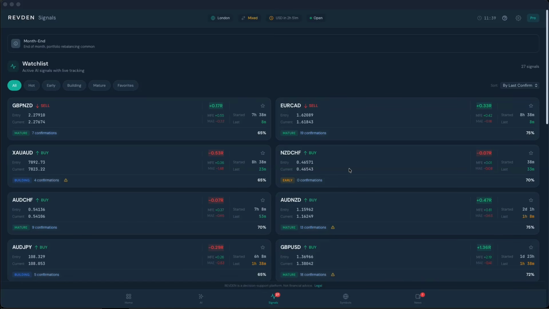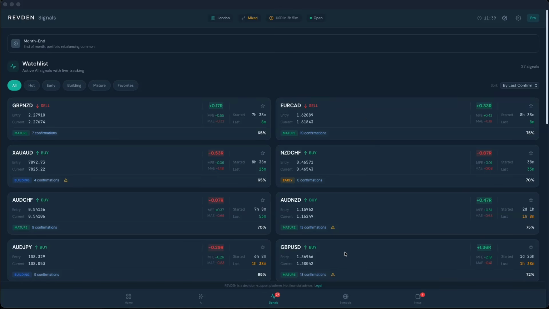Here, for example, we have New Zealand dollar versus Swiss franc. This signal came in recently, so that's one I want to look at. We also have Euro versus Canadian dollar. This one started earlier, but it was confirmed again recently, which makes it interesting.